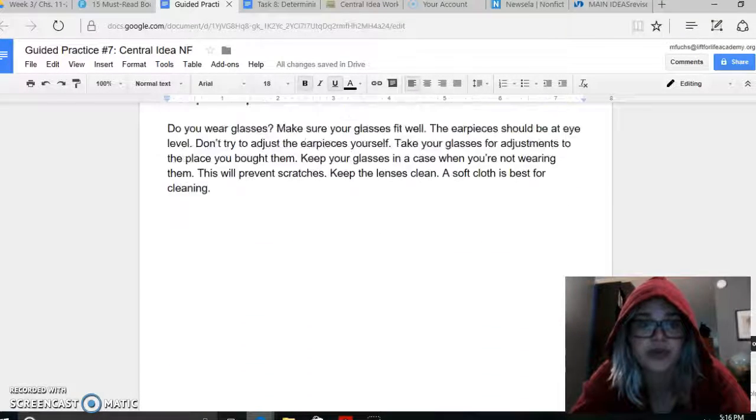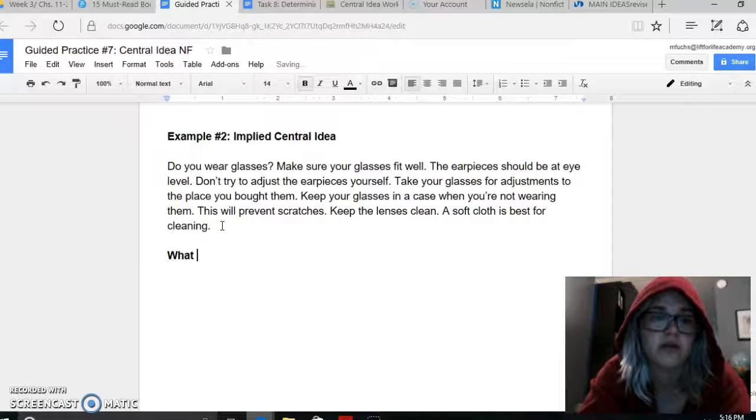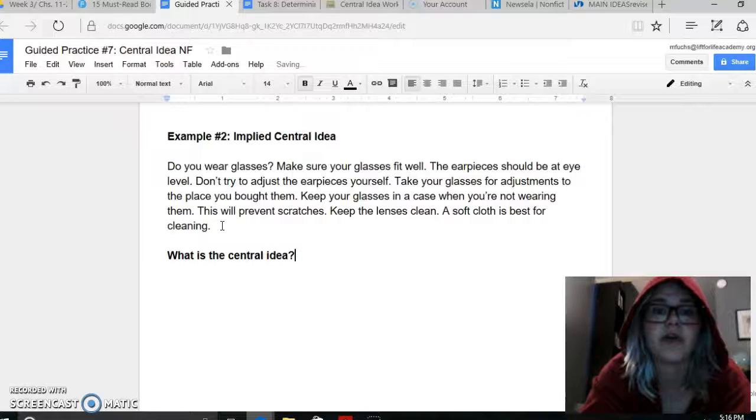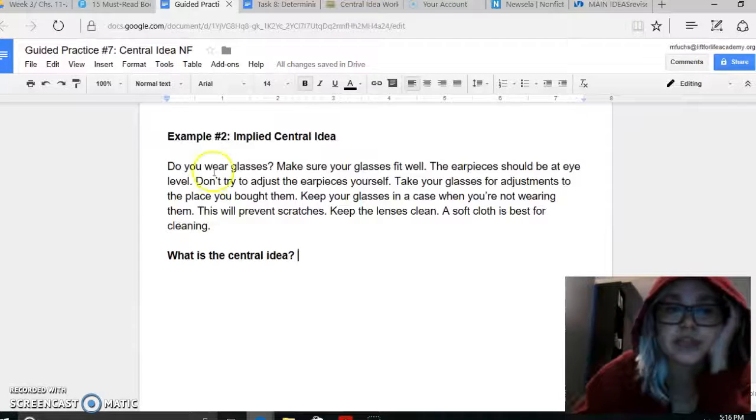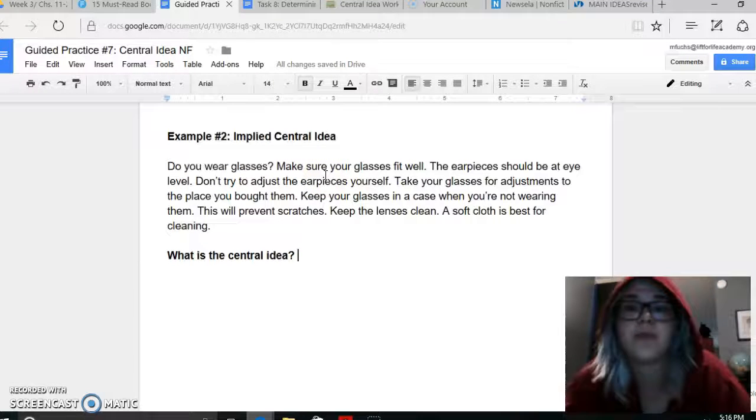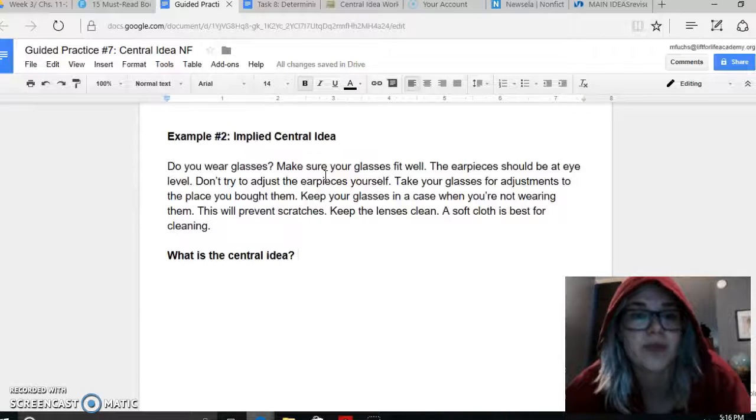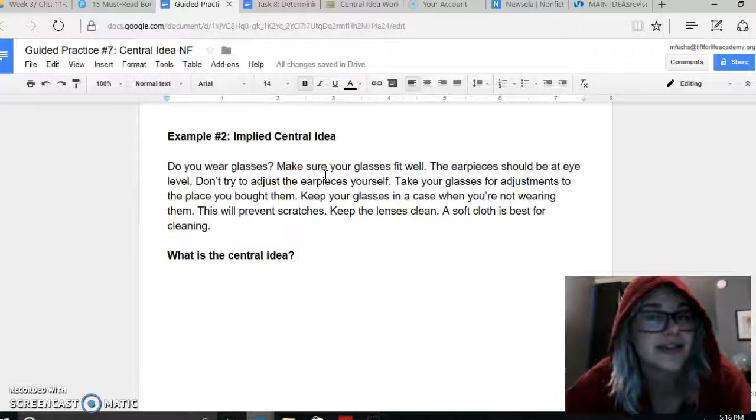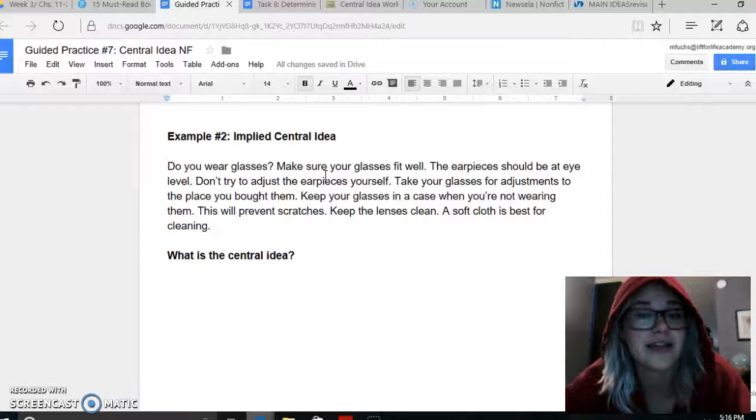Now we're going to go to where it is implied. Oh, I forgot to include the right thing down here. Okay, so implied central idea. Follow along. Do you wear glasses? Make sure your glasses fit well. The earpieces should be at eye level. Don't try to adjust the earpieces yourself. Take your glasses for adjustments to the place you bought them. Keep your glasses in a case when you're not wearing them. This will prevent scratches. Keep the lenses clean. A soft cloth is best for cleaning.